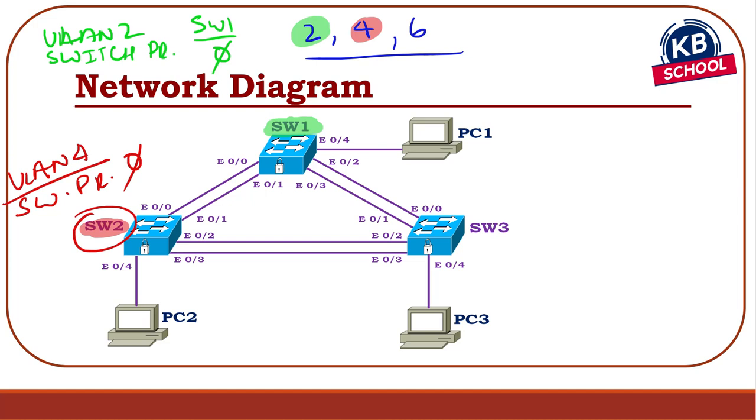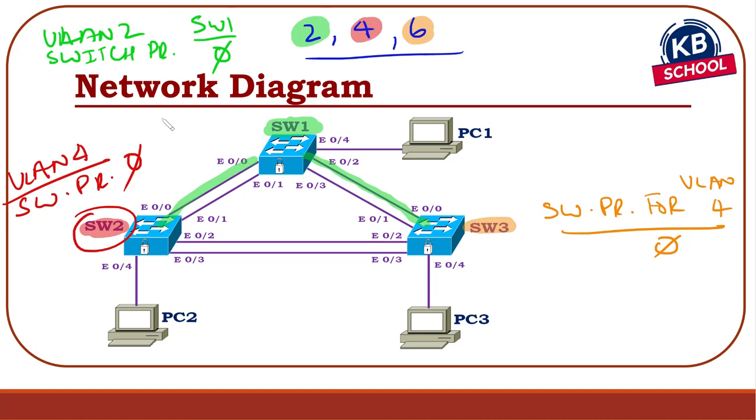And similarly, I can do the same thing for what? This guy, saying your switch priority for VLAN 4 is 0. So this becomes a root switch. Now by doing this, what happens is for the green, which is VLAN 2, this port is forwarding, this port is forwarding, this one will be blocked. Actually, I should put, this is blocked. Okay?